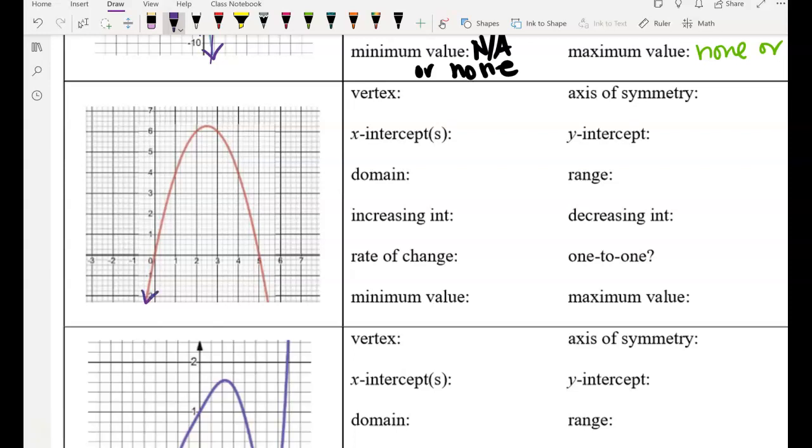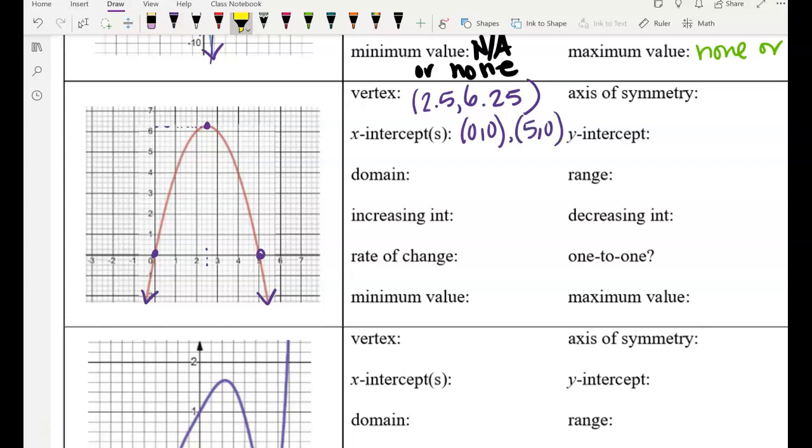All right, let's do this one by adding in arrows. So first thing is the vertex. Here's the highest point, and that is 2.5 comma 6.25. X-intercepts, yep, we'd have them at 0 and at 5. So 0 comma 0 and 5 comma 0.